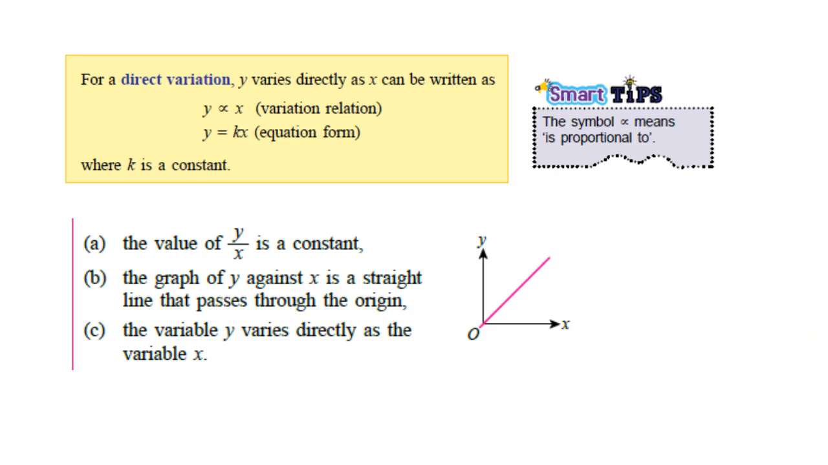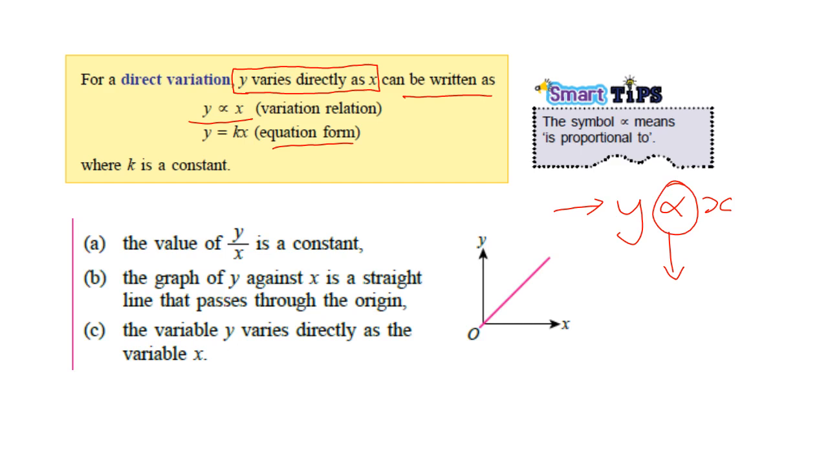Okay, class. For a direct variation, y varies directly as x. If you see this sentence, y varies directly as x, it can be written as y alpha x. This is a variation relation, but you can change it into equation form. You are learning maths, and maths always has the symbol of equation. You cannot solve by using this, so you have to change it into equation form.